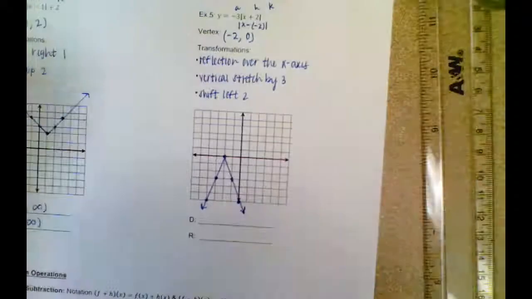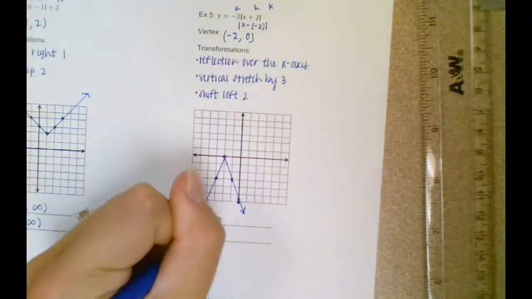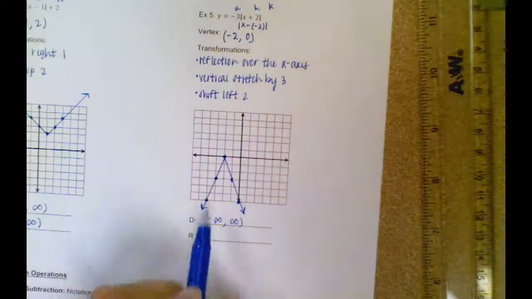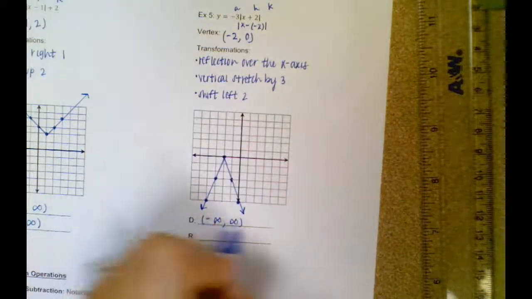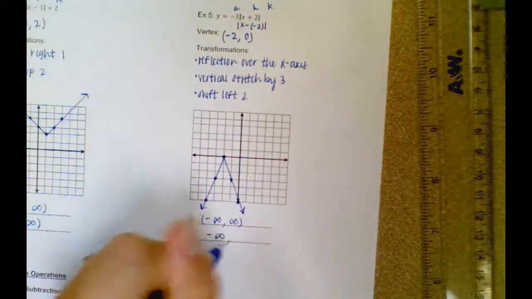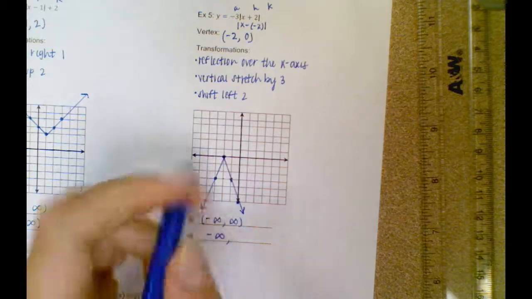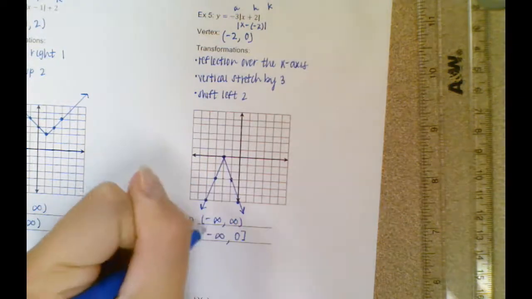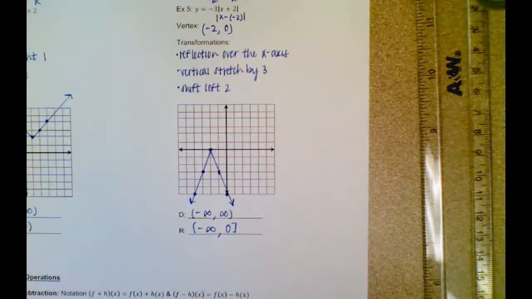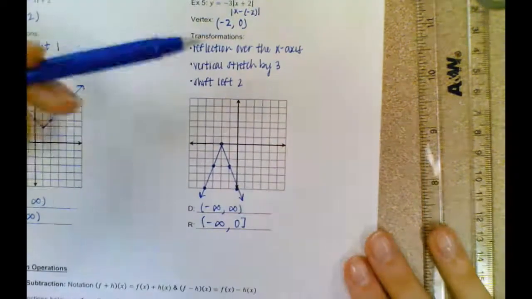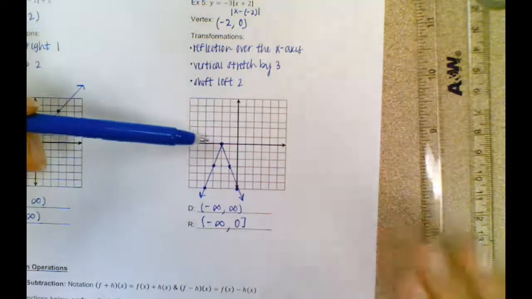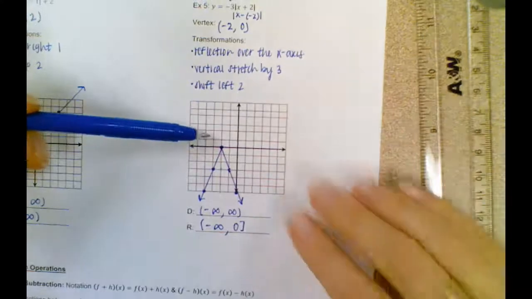All right. Domain, left to right, negative to positive infinity. From the bottom to the top, my bottom is negative infinity, and my top, that highest y value, is 0. So bracket, parenthesis. And lastly, just to look, you can see that this is a reflection, the graph flipped.